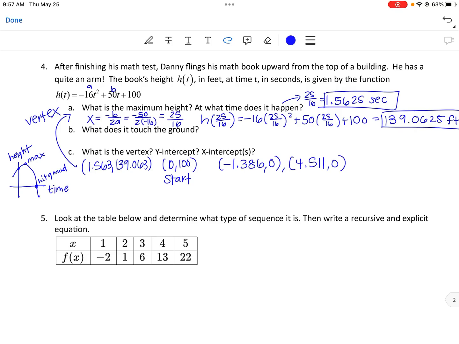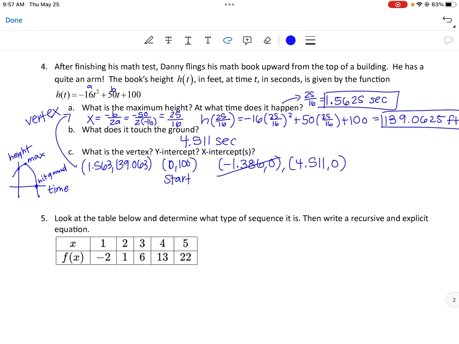So when they ask you when it touches the ground, they're really asking what the x-intercept is. We don't care about negative time, because we're not going back in time. Time starts when he throws the book. But it hits the ground at 4.511 seconds.